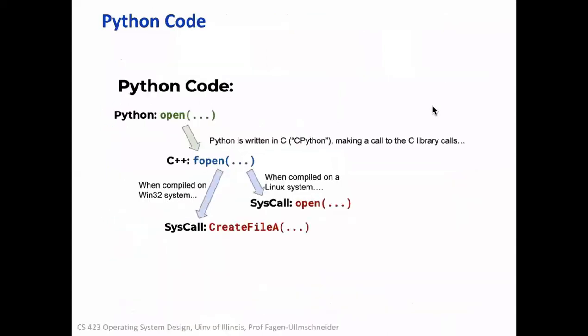Another example is Python, where we have open file. Python is written in C, and when it is compiled, the call changes into a function call that is used in C or C++, called fopen. Now, if you are running it over, say, Windows, then this fopen will be transformed into CreateFileA.